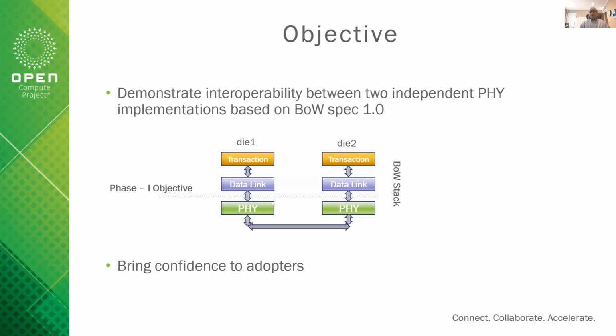Before we talk in detail about interoperability challenges and what we do here, I want to set our high-level goal. The high-level goal for this particular work is to demonstrate the interoperability between two BoWs completely developed by two different vendors. In the first phase, what we want to do is demonstrate the interoperability at the PHY level. And in the subsequent phases, we go up the stack: the data link, transaction, and other layers. So with this effort, we hope to bring confidence to the adopters about the BoW specification.